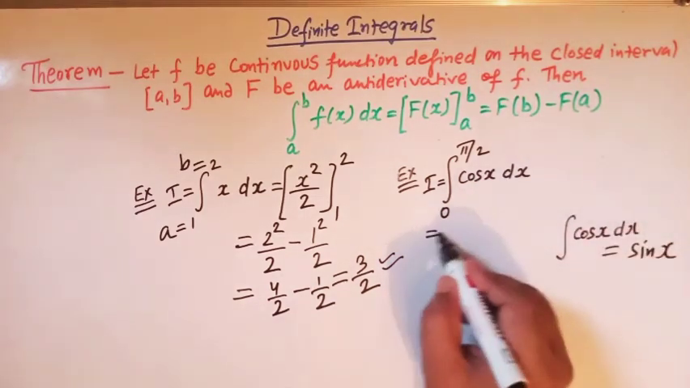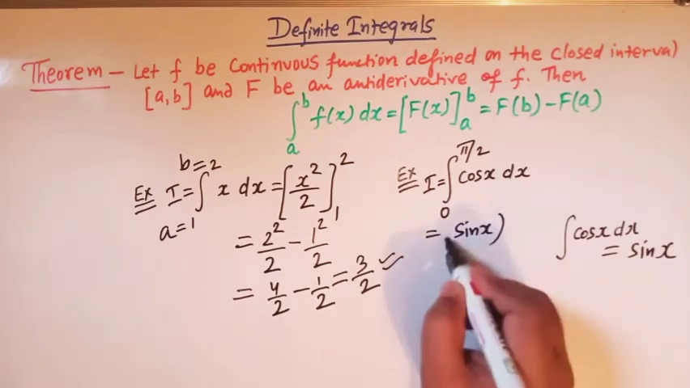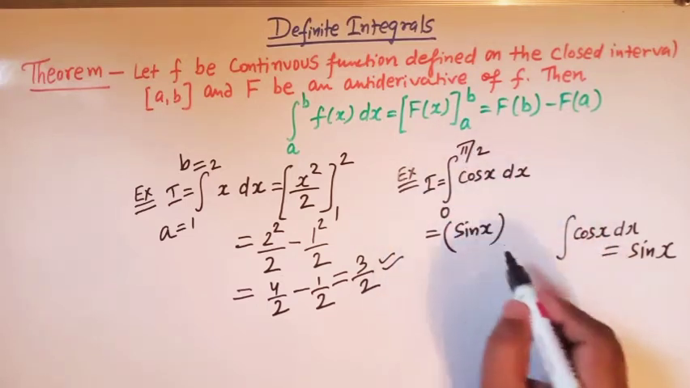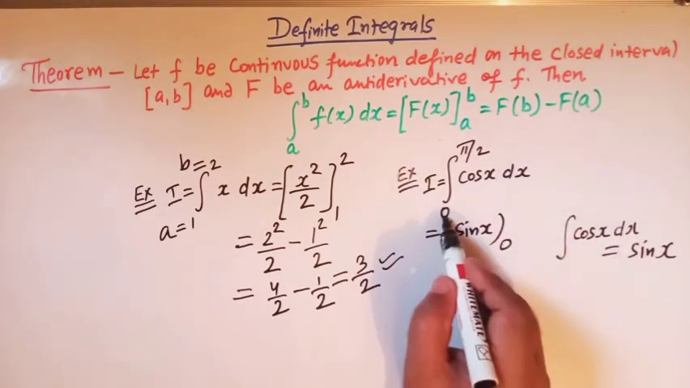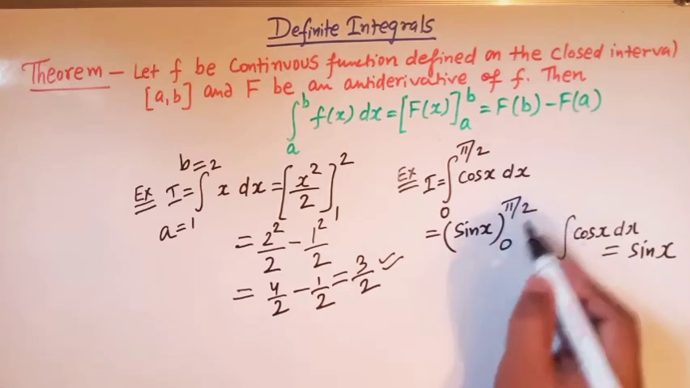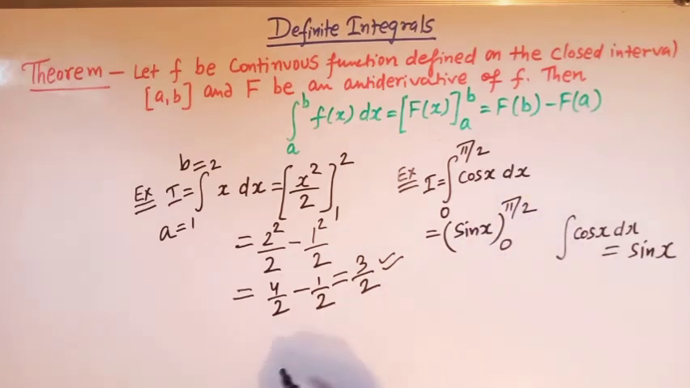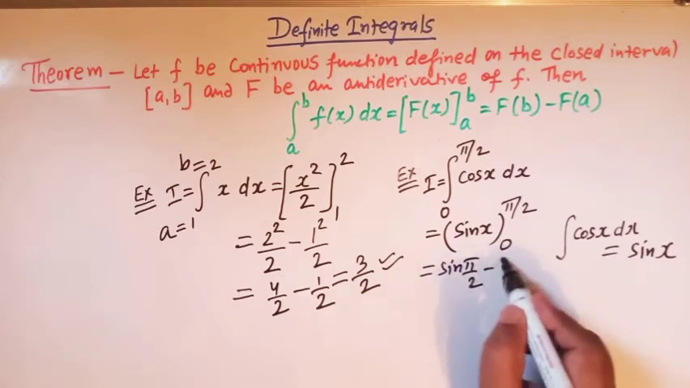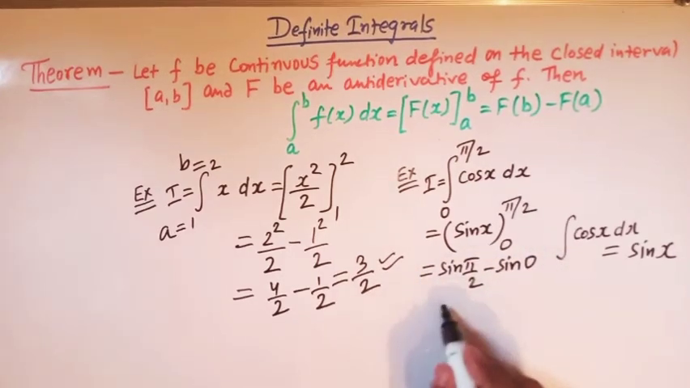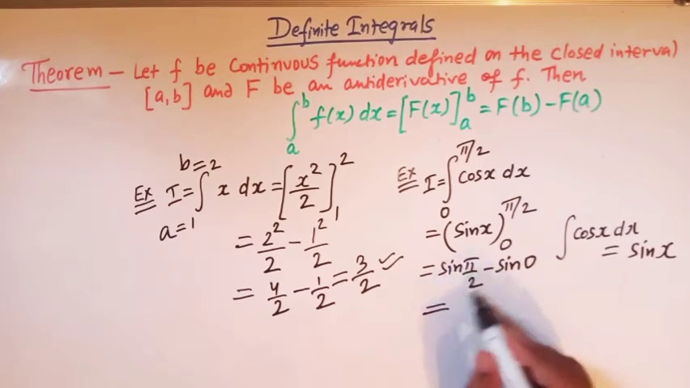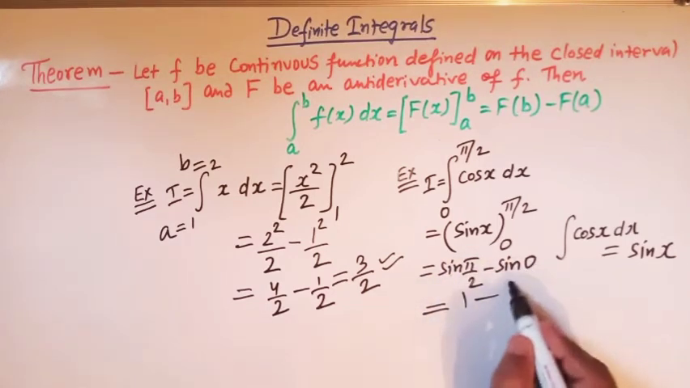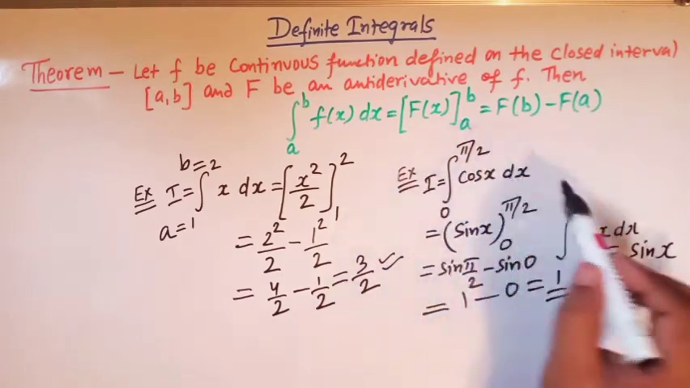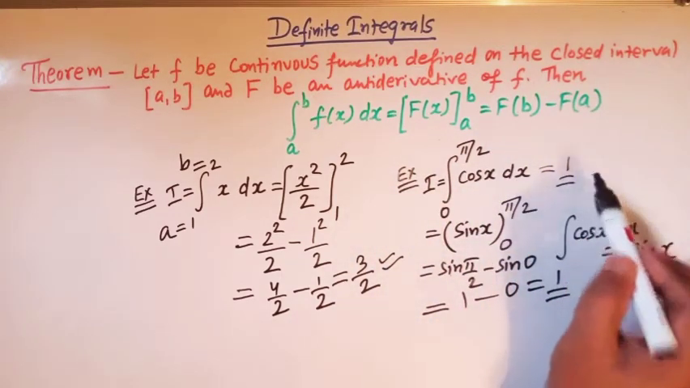So here we'll write sine x, and then we'll evaluate this sine x at these two limits, that is this is the lower limit 0 and pi by 2 is the upper limit. Clear? So this is sine pi by 2 minus sine of 0. Now sine of pi by 2 is 1 and sine of 0 is 0, so this is 1. So therefore the value of this integral is 1, right?